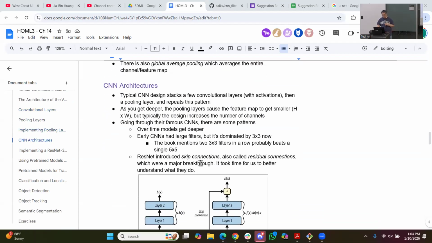Okay, so then the next thing the book does is talk about a bunch of different architectures. I'm just going to highlight a couple of trends and a couple of specific components that we see in them. Typically you see a few convolutions and their activations and then a pooling layer. So it's not 50 convolutions then a pooling layer, and it's not one convolution then pooling. It's usually 2, 3-ish convolutions, maybe 4, and then a pooling layer.